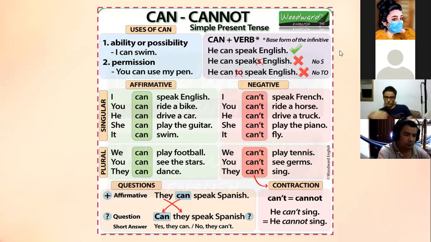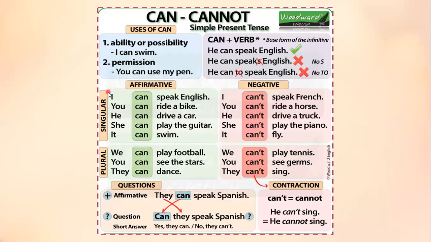Let me check. Miguel Ángel. We are going to work with the first three affirmative sentences, but you will say them in question form. Okay? Let's see the first one. Can I speak English? Can you ride a bike? Can he drive a car? Excellent. Miguel, can you choose another person, please?